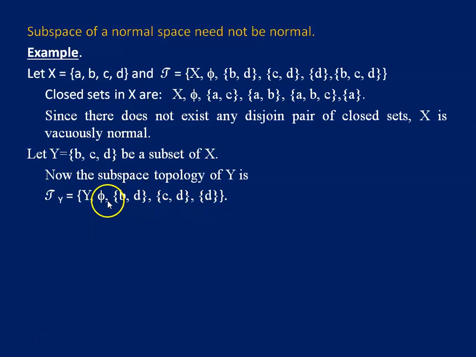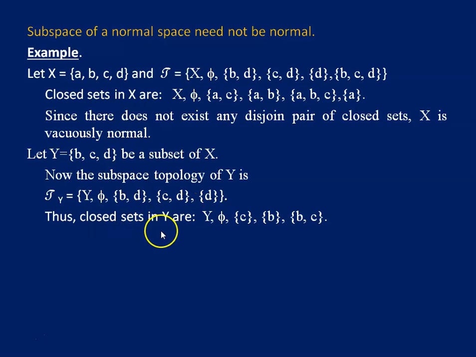Since these are the open sets in the subspace topology, the complements of these sets are closed in Y. Now the closed sets in Y are Y, empty set, the complement of {B, D} is {C}, the complement of {C, D} is {B}, and the complement of {D} is {B, C}.